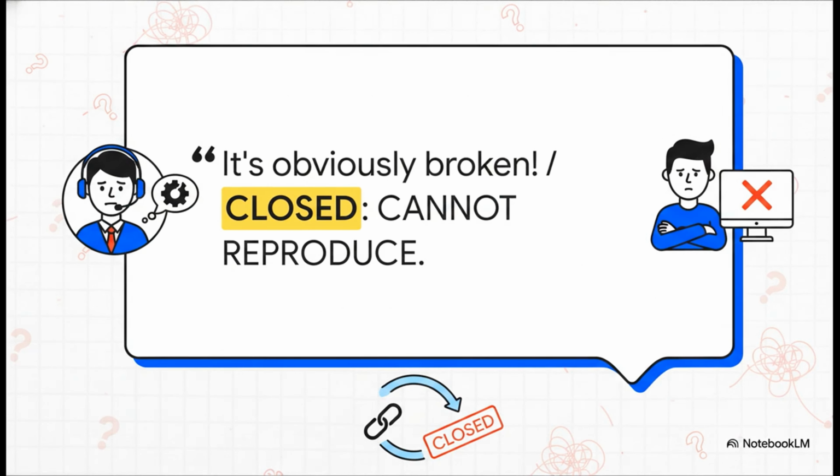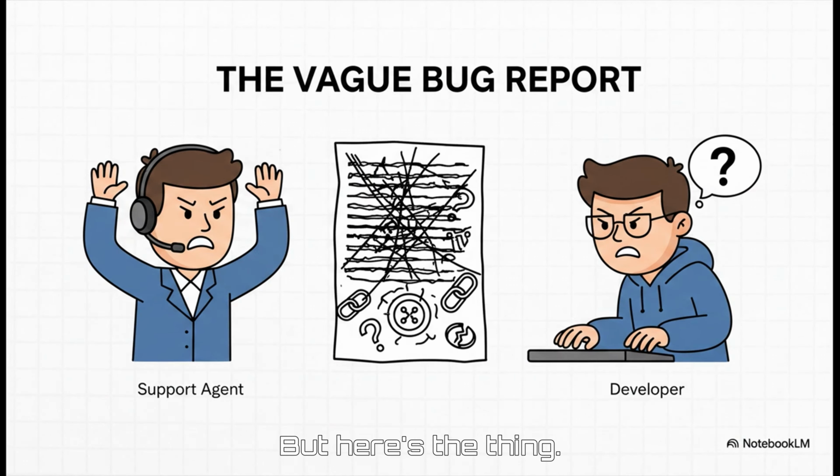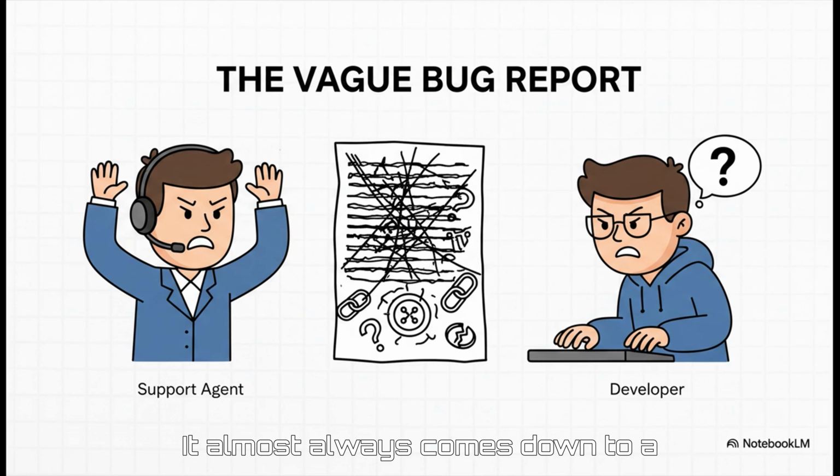The support team can see the problem clear as day, but the developers, they can't find it. And boom, the ticket gets closed. It is just this endless cycle of frustration that, let's be honest, wastes everybody's time. But here's the thing. What if the problem isn't the bug itself, or the developer? Nope. The real villain here, the thing causing all this friction, is just a breakdown in communication. It almost always comes down to a vague, unhelpful bug report.